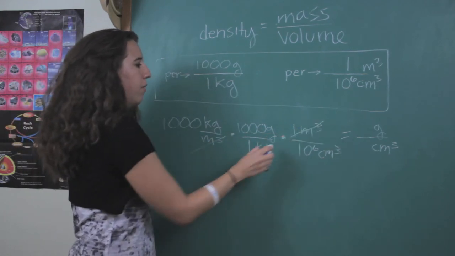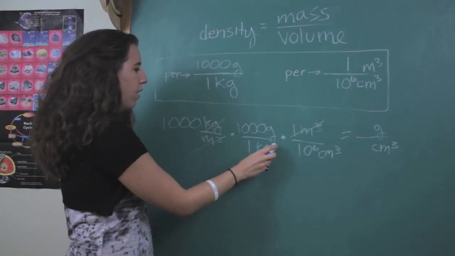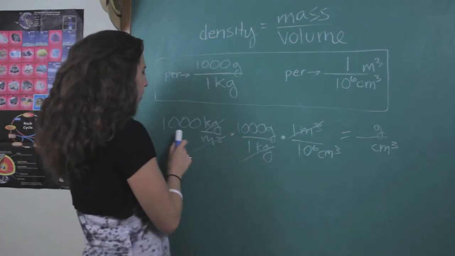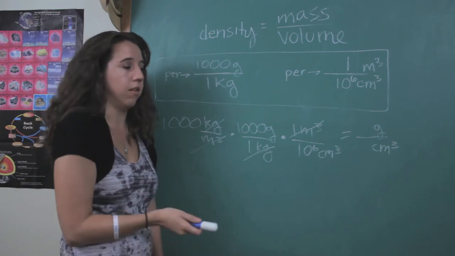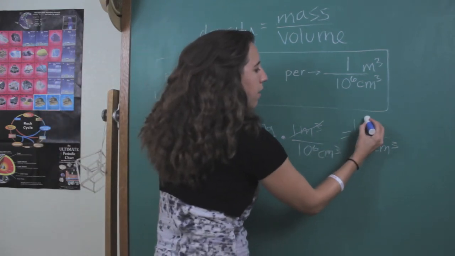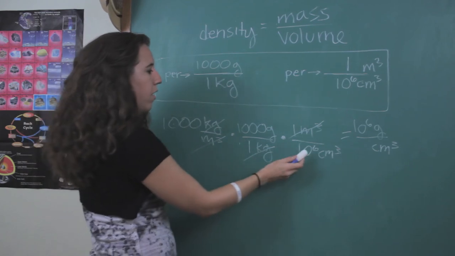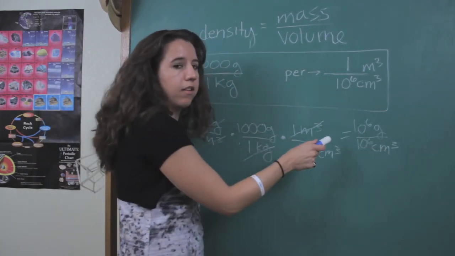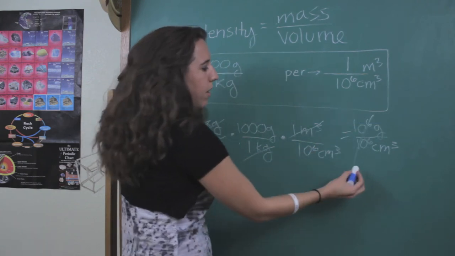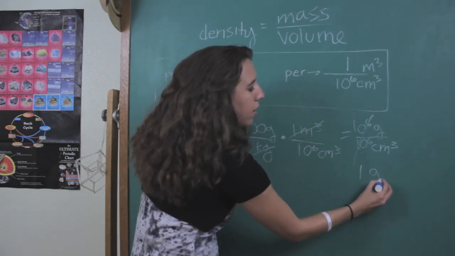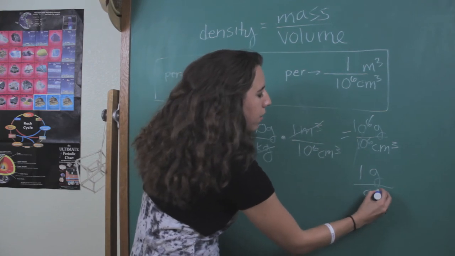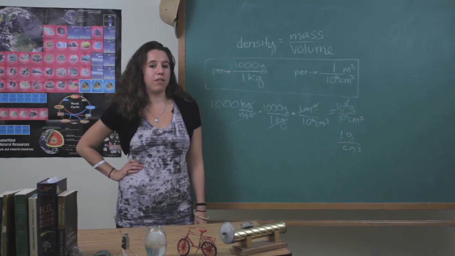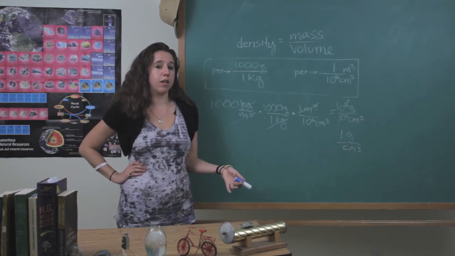So you've got meters cubed on top and bottom. You've got kilograms on top and bottom. So then you're going to multiply these numbers together. So 1,000 times 1,000 is a million, or 10 to the 6th. And then we've got 1 and then 10 to the 6th down there. Bring that over. And so you've got 10 to the 6th on top and bottom. Cross them out. And you're left with just 1 gram per centimeter cubed.